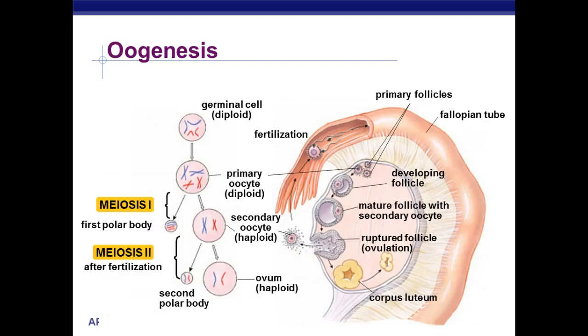So there's oogenesis as we see it happening. Again, along the way, we're losing these polar bodies. They're a way of getting rid of unwanted chromosomes so that in the end we get just one haploid egg cell. So in oogenesis, at the end, we get only one functional gamete. In spermatogenesis, we got 4.